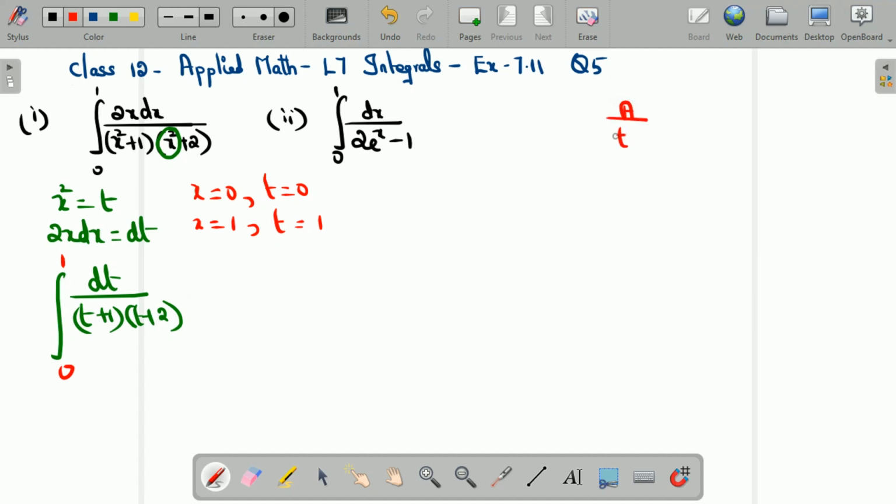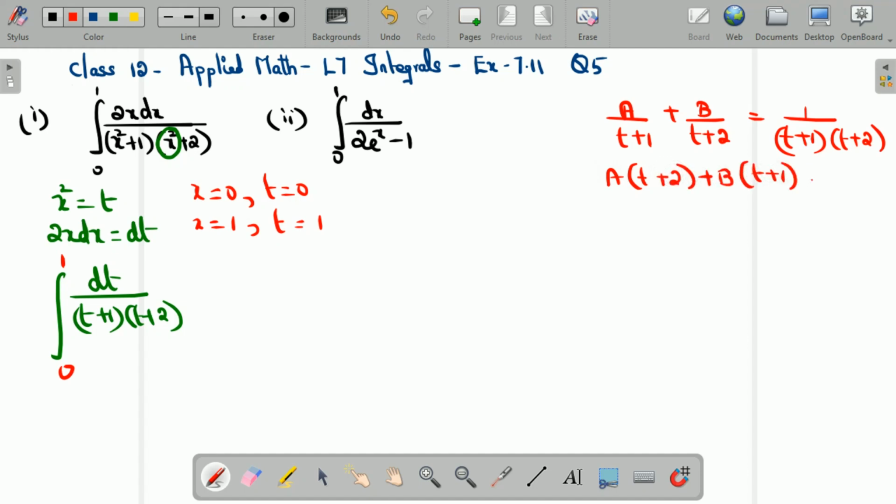So a divided by t plus 1 plus b divided by t plus 2 is equal to 1 divided by t plus 1 into t plus 2. So now let's do LCM. So a into t plus 2 plus b into t plus 1. I'm going to directly compare to the numerator. So it is equal to 1.